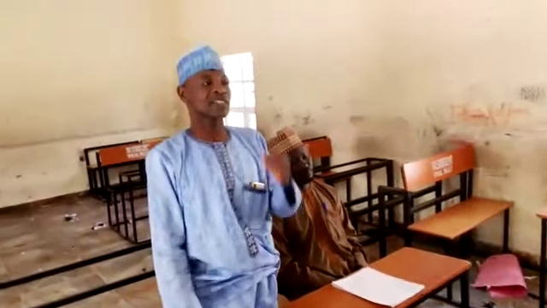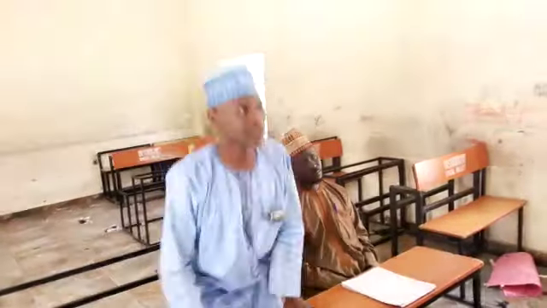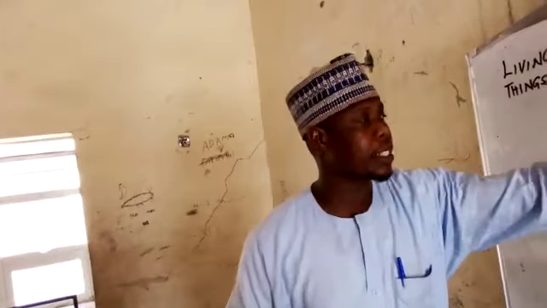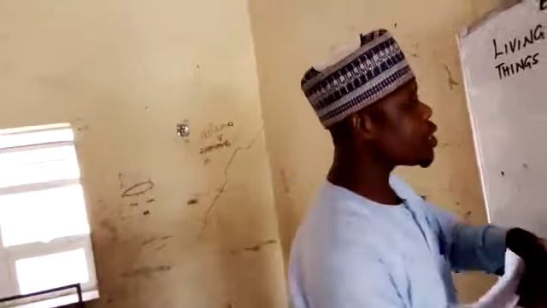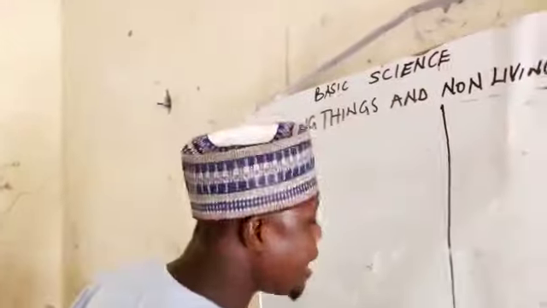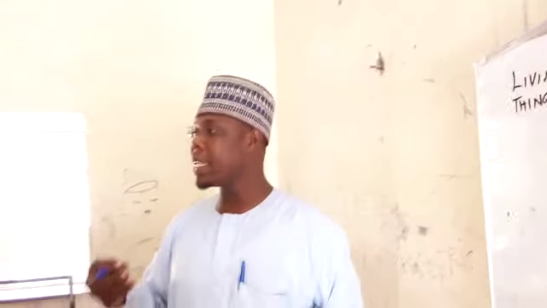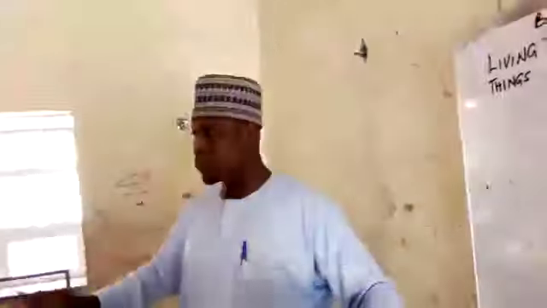Yes, sir. Science is a study of living things and non-living things. Very good. This is science. The definition of science says it is the study of living things and non-living things. This is why we are going to proceed from there. Living things are those kinds of things that have life, they can live. That means they can eat, drink, or move, and so on.